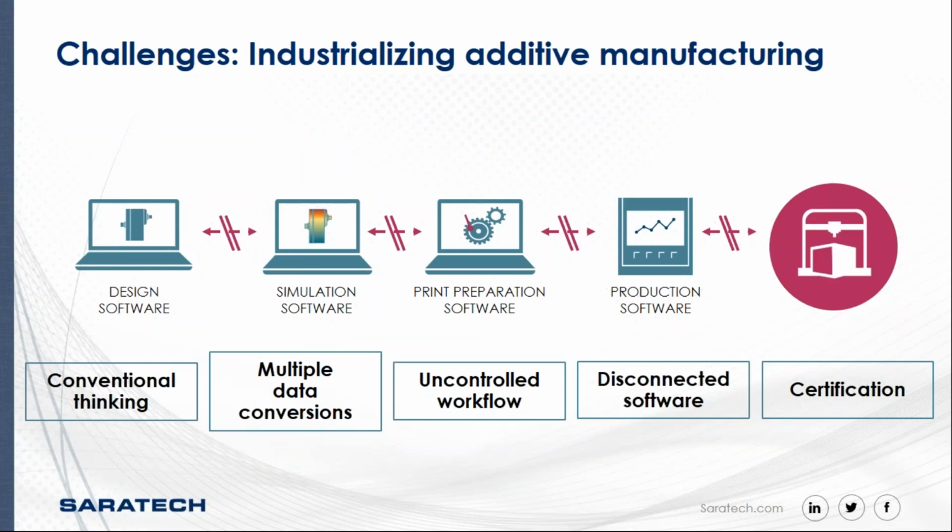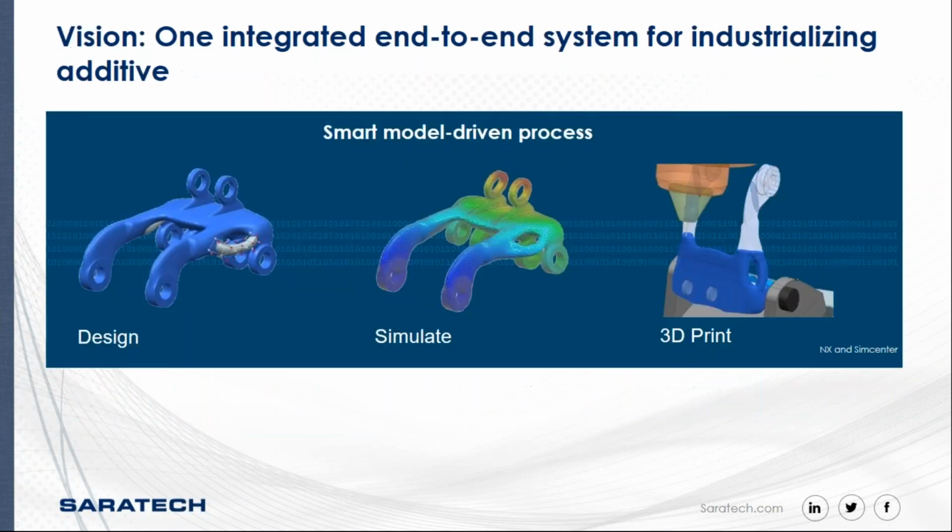Here's our traditional thinking and our streamlined process. We have our conventional thinking, multiple data conversions. You have uncontrolled workflow from your printing preparation software, and you have a disconnected software for your production software. And then how do you certify that part after it came off of these different disconnected items? And we're going to show you in NX how we bring all this together inside of one module.